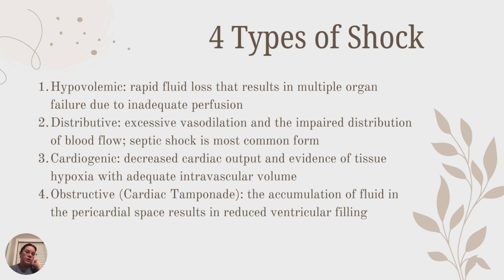The third is cardiogenic. This is a decreased cardiac output and evidence of tissue hypoxia with adequate intravascular volume. So cardiogenic, this is the leading cause of death in acute MIs or heart attacks. And then there's obstructive, which one of the big causes is cardiac tamponade. This is the accumulation of fluid in the pericardial space, which results in reduced ventricular filling.